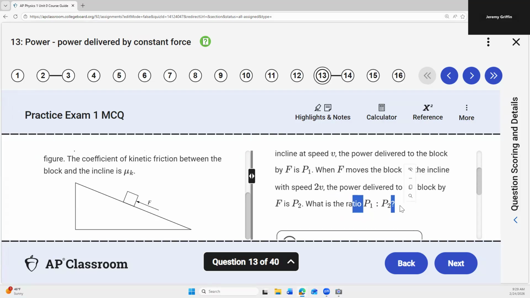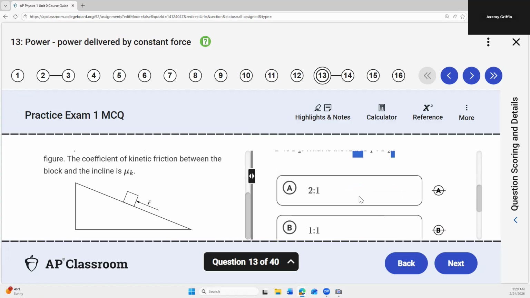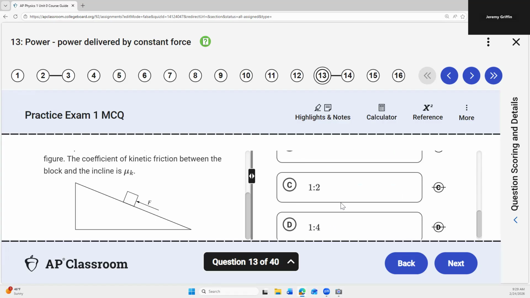And so how do they order this? They ordered it P1 to P2. So really that should be a what to what ratio? Yeah, 1 to 2. I'm looking for 1 to 2. Sometimes I think A would probably throw off a lot of people. Yeah, it should be 1 to 2. There it is. 1 to 2.